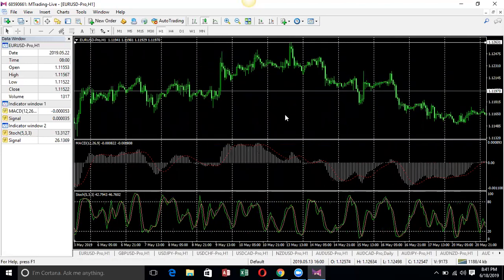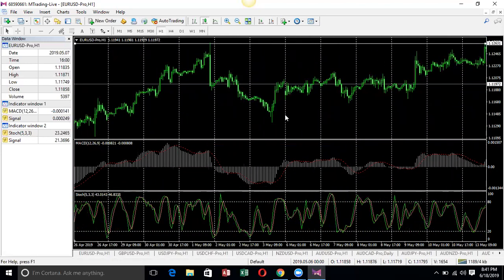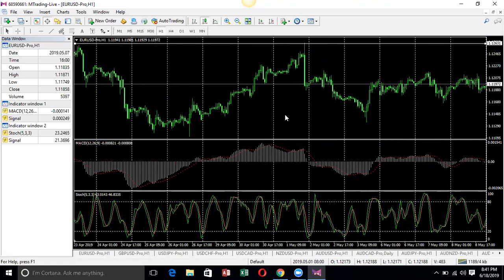We are looking for a buy example. Okay, this is our buy example here. You can see the histogram is above the zero line, and you can see the stochastic below 20. So at this point, we are expected to place what? A buy trade, which we can see that it actually did what? It actually went up. Do you understand?